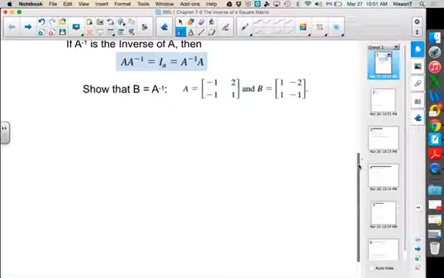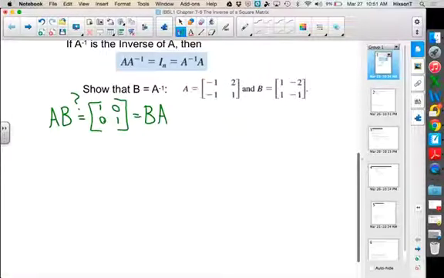So how would we do that? Multiply them. And what should I get? An identity matrix that's 2 by 2. The question is, do I get this when I do A times B and when I do B times A? But do you need to do both? It has to work both ways. So let's try it.